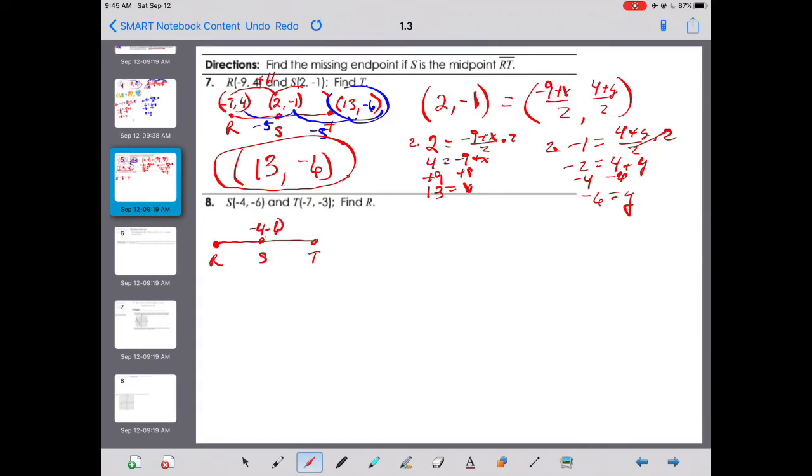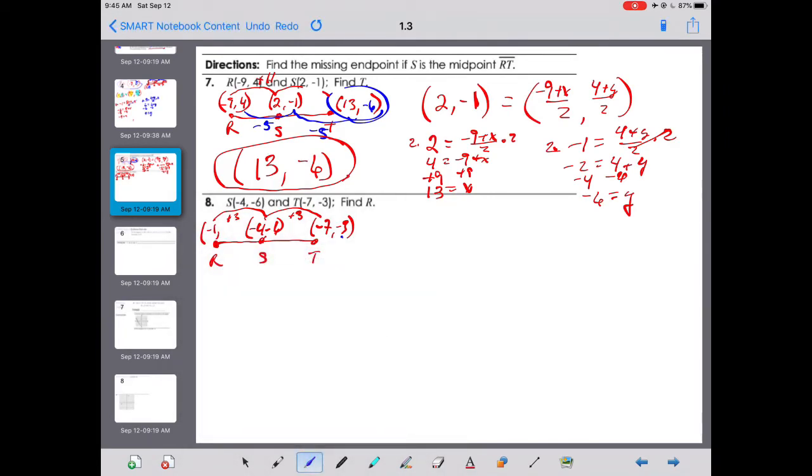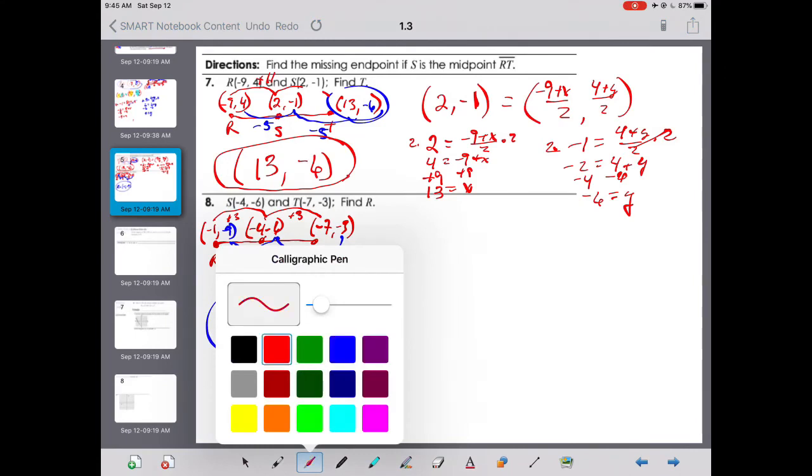All right, so we got R, T, S is in the middle, negative 4, negative 6. T this time we know, negative 7, negative 3. So let's take her back. Negative 7 to negative 4, we added 3. So we're going to add 3 more. That would be negative 1. Negative 3 to negative 6, we subtracted 3. So we subtract 3 again. Brings us to negative 9.